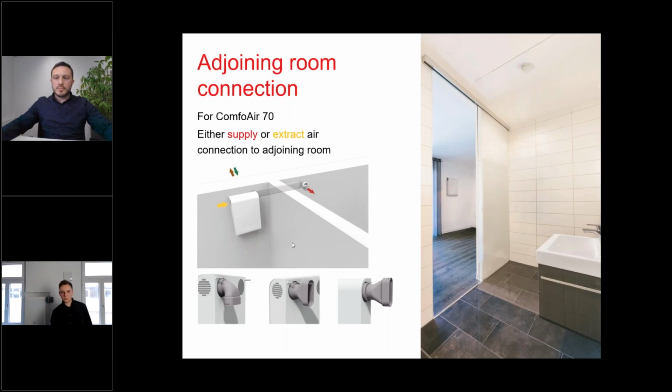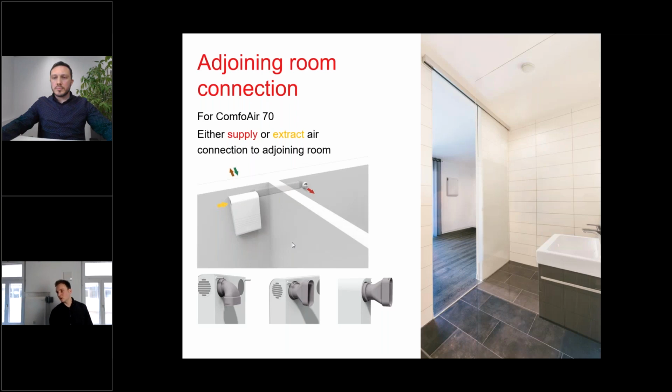What we can also offer is an adjoining room connection. This is only possible for the ComfoAir 70. The window reveal module is for both units, but this adjoining room connection is only for the ComfoAir 70. And here you have the option to connect a second room with a little pipework. The unit has outlet sockets at the side and in the back, where you can connect an adjoining room. And this is often used, as you can see in the picture, for a bathroom.